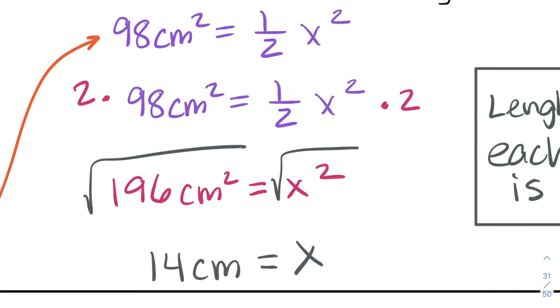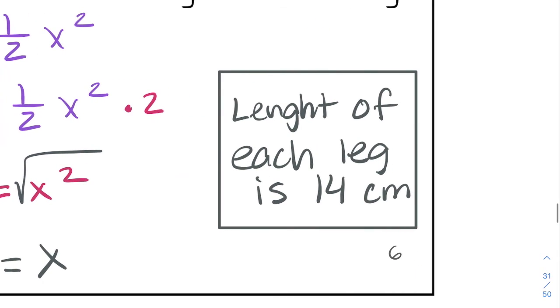Multiply both sides by 2, and you'll get 196 centimeters squared, and 1/2 times 2 is just the number 1. So that cleans that up. So you just have x squared on the right-hand side. Then you have to go one more step, and you have to find the square root of both sides to get just the length of one leg, x. Well, the square root of x squared is x. The square root of centimeters squared is centimeters. The square root of 196 is 14. So the length of each leg is going to be 14 centimeters.